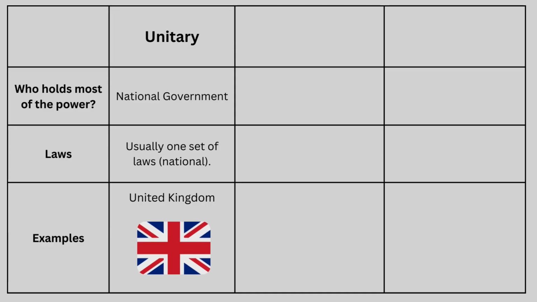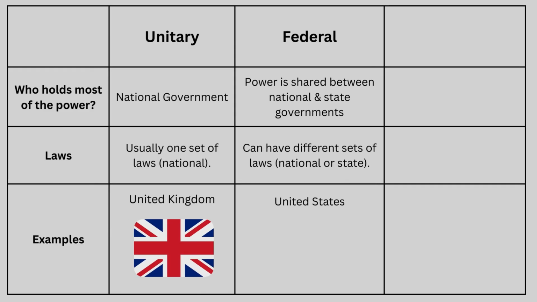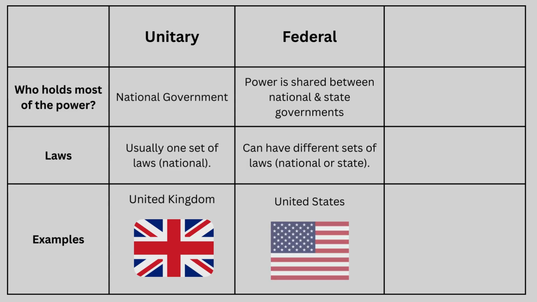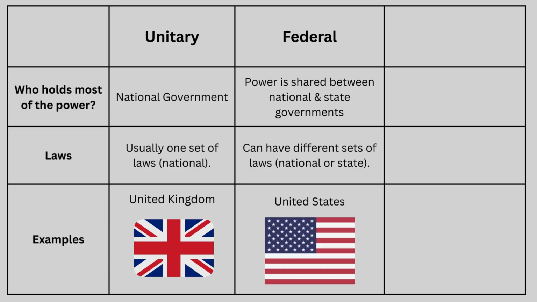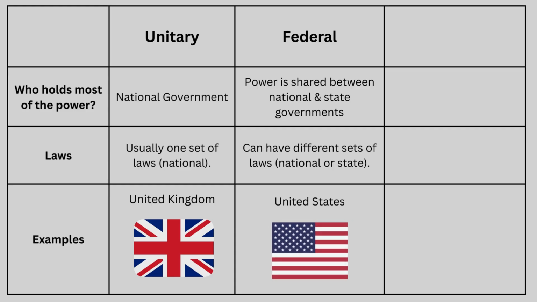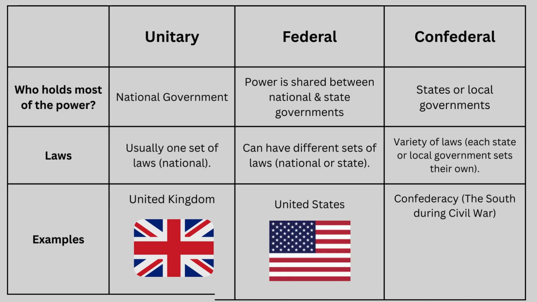A federal system involves the national government and states sharing power. The national government will create laws, but states will also have the ability to make their own laws. In the United States, we use this system of government. If you recall the examples from the previous video, the national government creates a national currency, while states can issue licenses. Our last system is the confederal system.